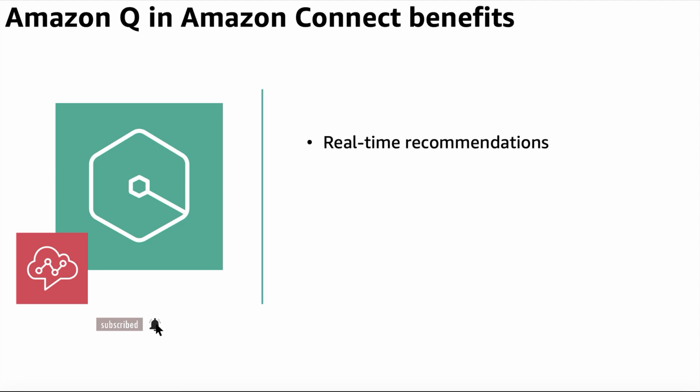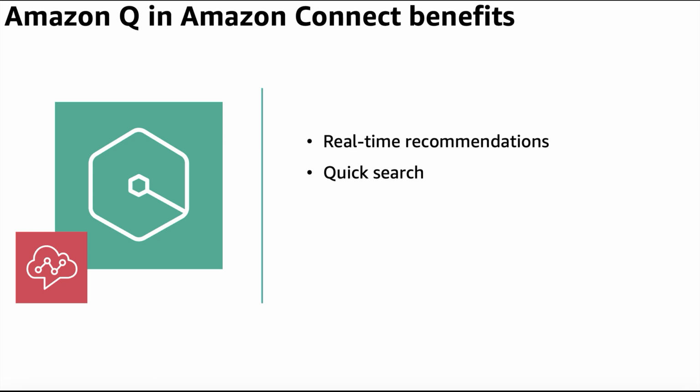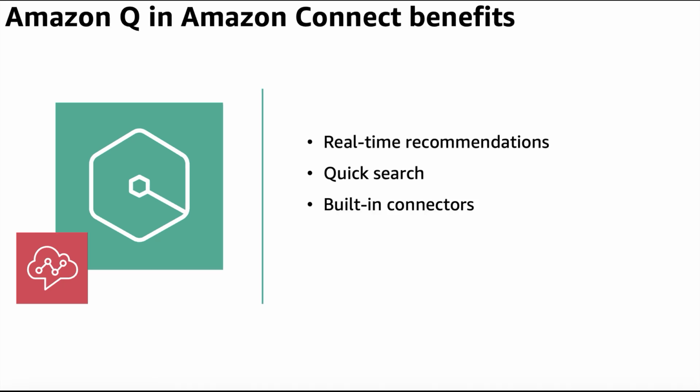It uses generative AI to deliver agents suggested responses and actions to address customer questions, providing faster issue resolution and improved customer satisfaction. Agents can chat directly within Amazon Q in Connect to get responses, actions, and links to quickly solve customer requests. Amazon Q in Connect can ingest your data with built-in connectors.